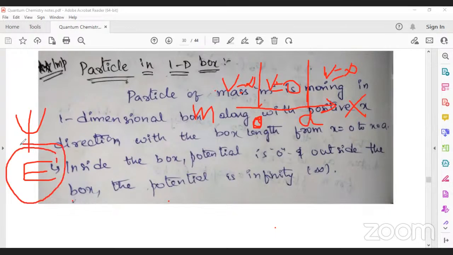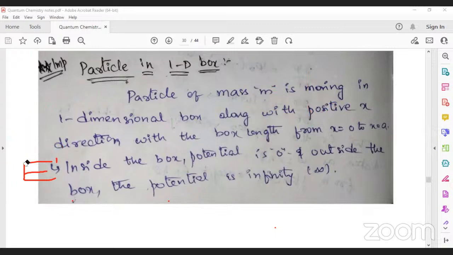Here we are saying that the particle will be moving along the x direction. At that time, what will be the energy of the particle? The particle has mass m. So with the help of the Schrodinger wave equation, we will get the solution for the wave function and the energy of the system. That is the conclusion of this particle in a one-dimensional box.